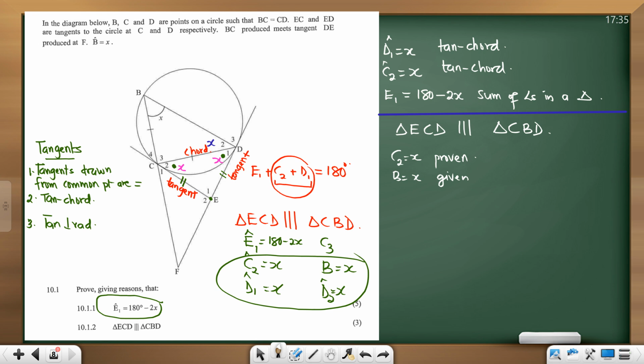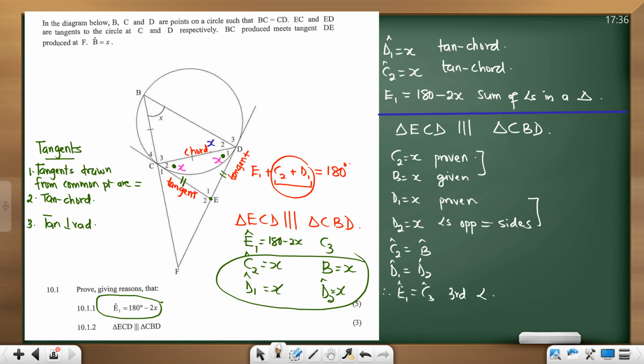Alright, let me first write all the individual angles. What's our next one? D1 is X. That has been proven. D2 equals X. That is not proven. We had to get that by saying angles opposite equal sides. Now I can pair these two. Do you see I've done the rough work? C2 equals angle B. Angle D1 equals angle D2. Therefore, angle E1 must definitely be equal to angle C3. What's my reason? Third angle.